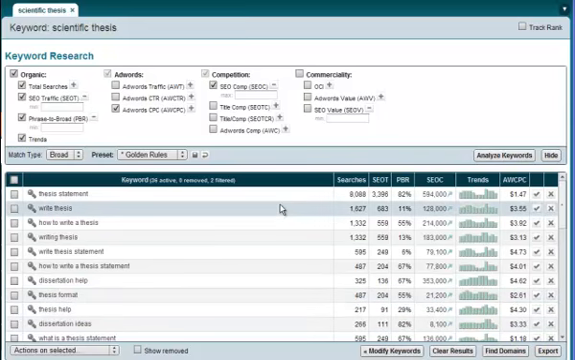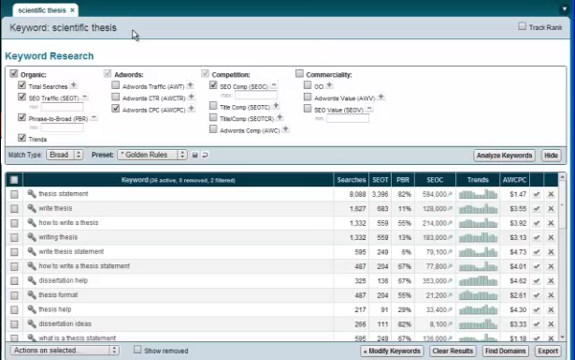I just want to go through some of the keyword research for a scientific thesis. That's where I started the keyword search. Then I ran some analysis of different keyword variations, some of which may fit, some may not. But just to give you an idea, this is what came back.